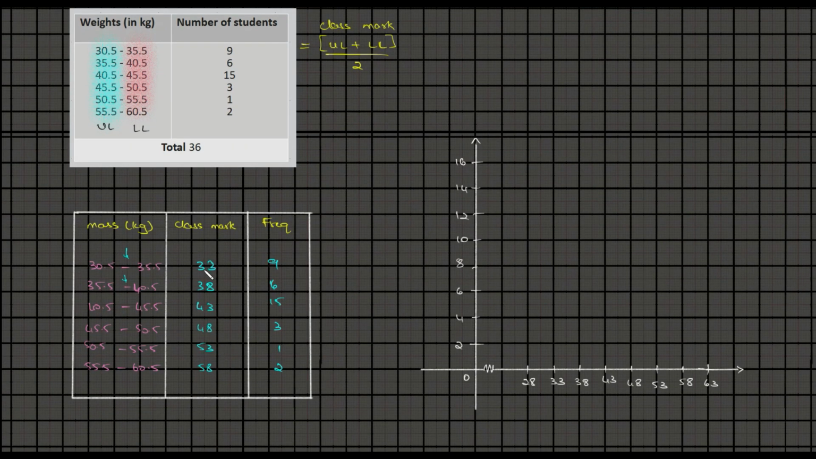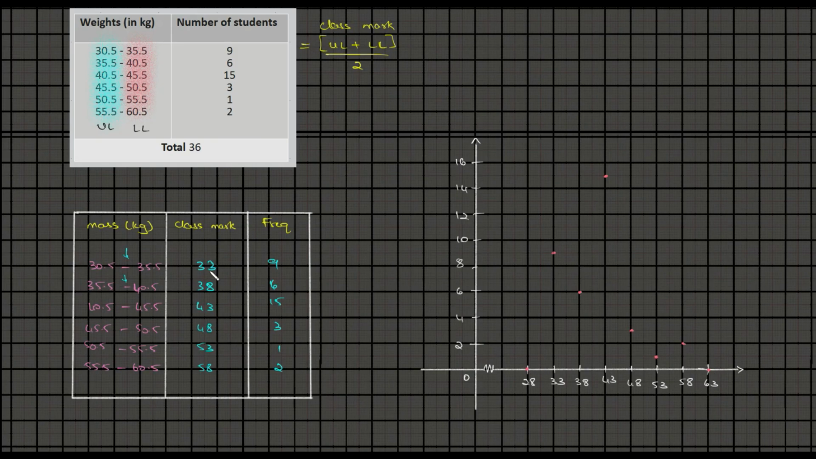Simple. 33 and 9. 33 and 9. 38 and 6. 43 and 15. 48 and 3. 53 and 1. 58 and 2. And 63 and 0. And 28 and 0.